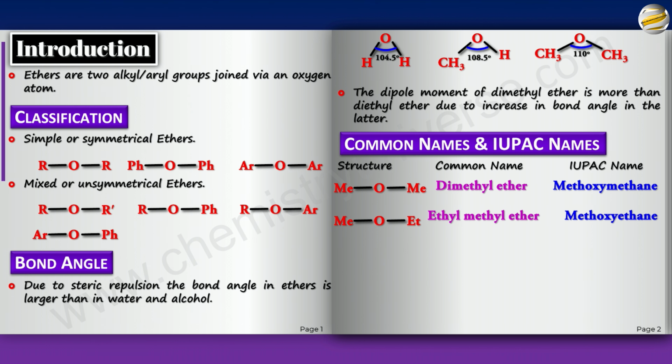What do you think will happen here? Isopropyl on one side, ethyl on the other. It is going to be ethyl isopropyl ether. What do you think will happen to the common name?